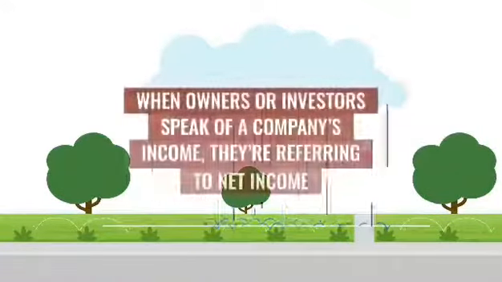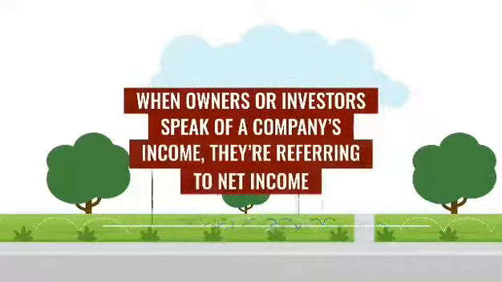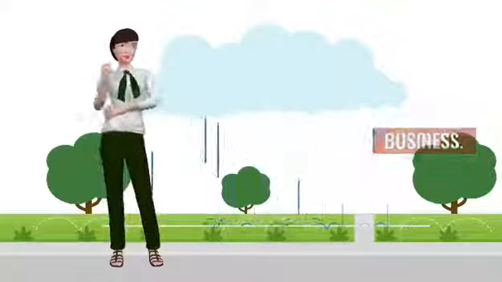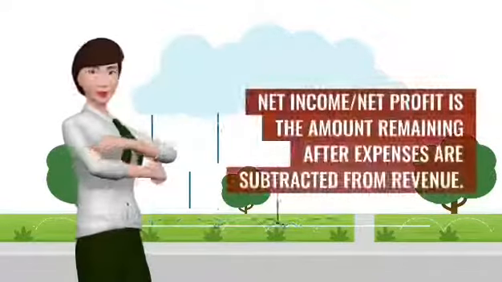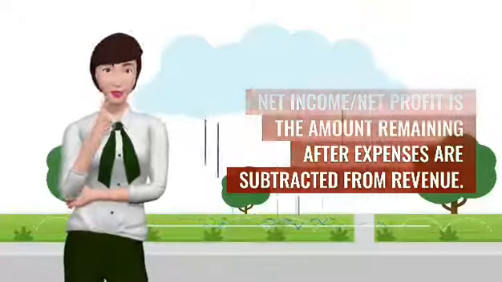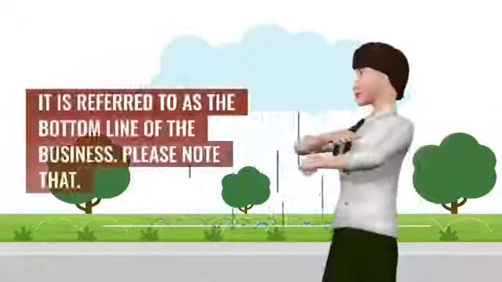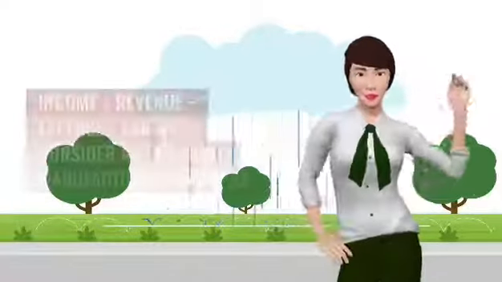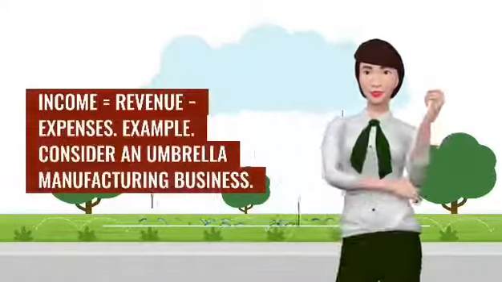When owners or investors speak of a company's income, they're referring to net income or the profit of the business. Net income/net profit is the amount remaining after expenses are subtracted from revenue. It is referred to as the bottom line of the business. Please note that income equals revenue minus expenses.